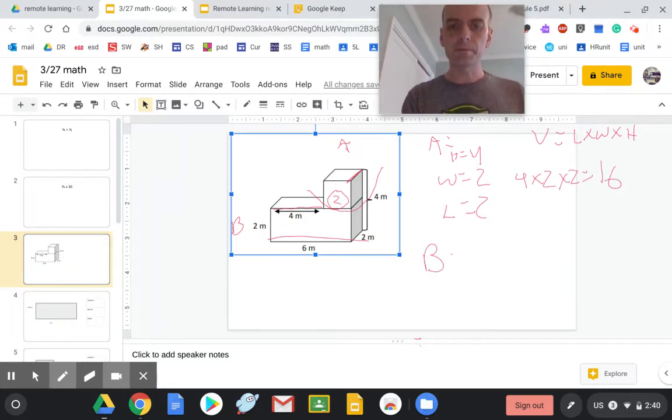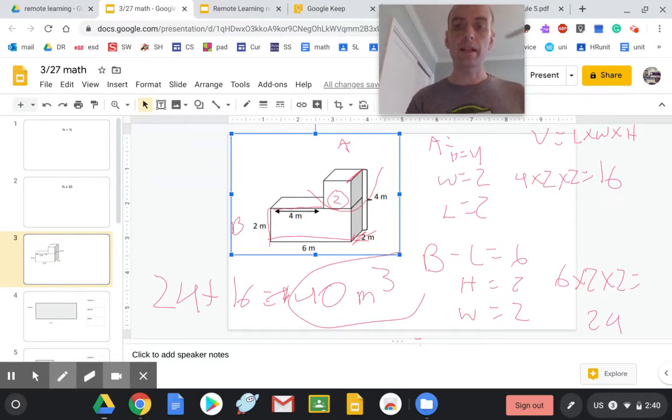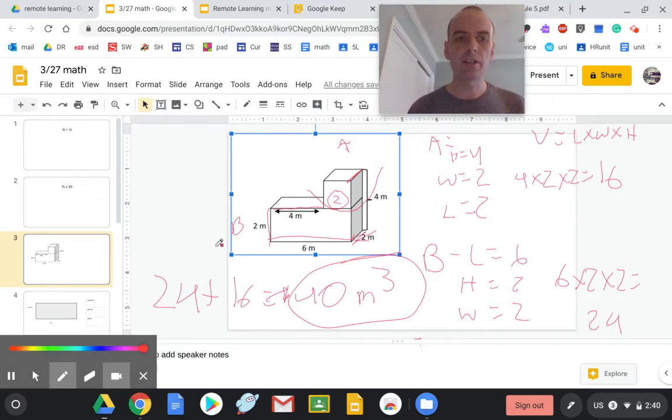Then B, our length is 6. Our height is 2. And our width is 2. 6 times 2 times 2 is 24. 24 plus 16 is 40. It's 40 meters cubed. Okay, that's it. I'm not going to spend much more time on it because I've taught into it in more than one video.